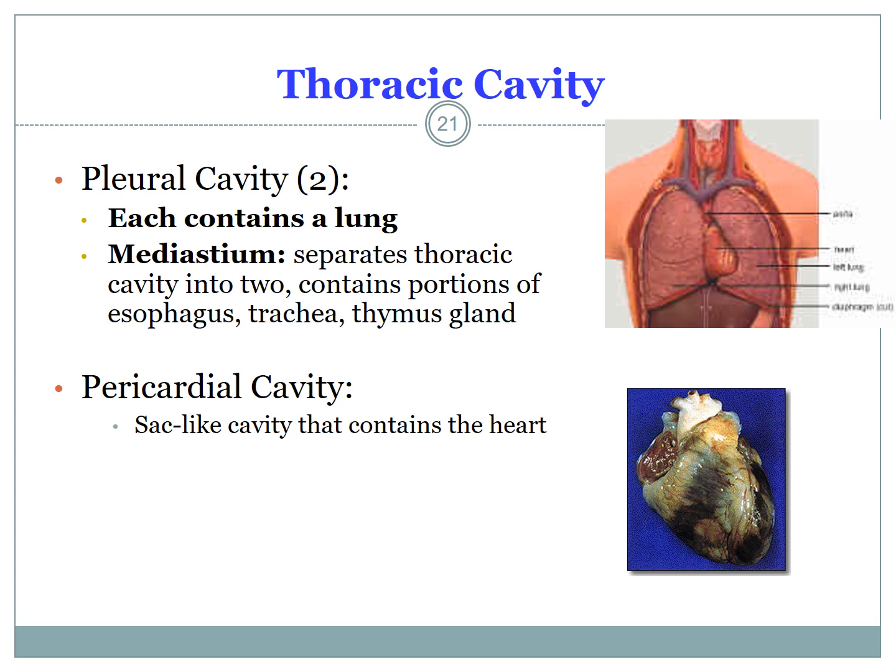You have two pleural cavities, each containing a lung. Two individual cavities, one around each lung. The mediastinum is the area between the lungs. This is where the heart is located. This kind of separates the thoracic cavity into two. It also contains portions of the esophagus, the trachea, and the thymus gland.